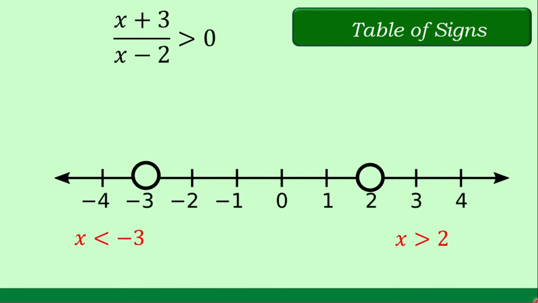Since we have x less than negative 3 as part of the solution, that means we are going to shade that part of the number line like this. And the other one, which is x greater than 2, that will be this side, right? So let's have this one, like this. This is already the graph of your answer for this rational inequality. Again, this is only one form. How about converting that into an interval notation?